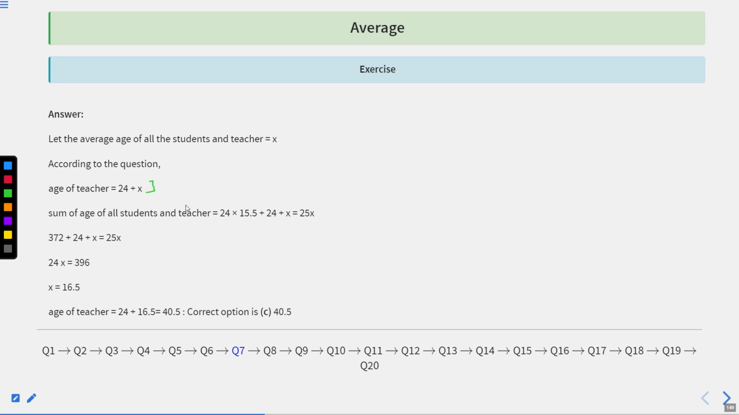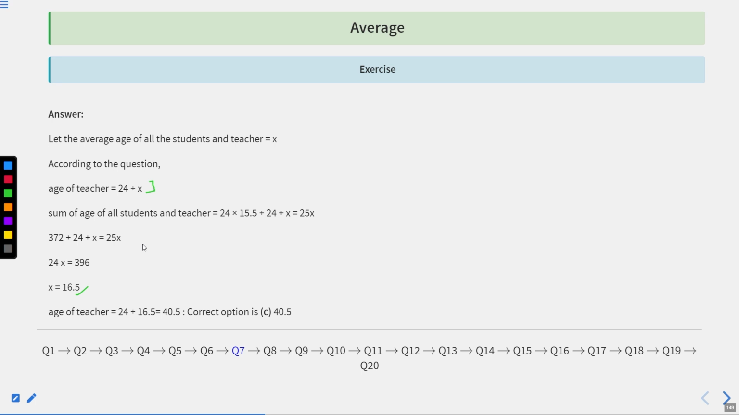If I can find the value of x, then I will be able to know the age of the teacher. The sum of all students and the teacher is equal to 24 times 15.5 plus 24 plus x, which is equal to 25x. On simplification, I will have 372 plus 24 plus x equal to 25x. So 24x equals 396, and I will have x equal to 16.5.